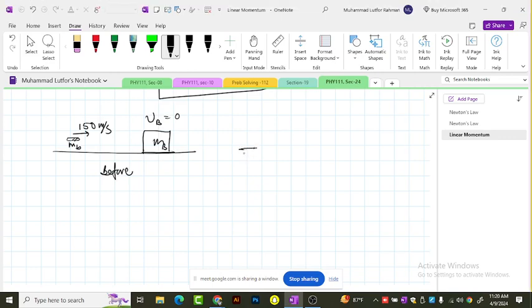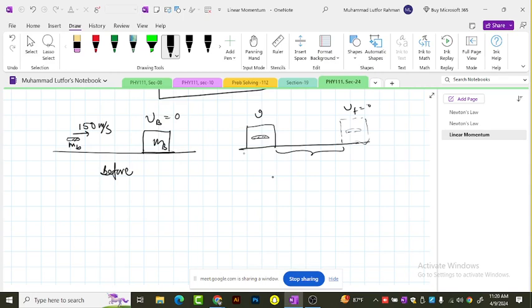And what happened after the impact: this bullet is embedded inside that block, which means it is inside the block, and it makes a collision. After the collision, these two move together with a common velocity, and after traveling a distance, this total system completely halts over here, which means the final velocity of the total system is 0.